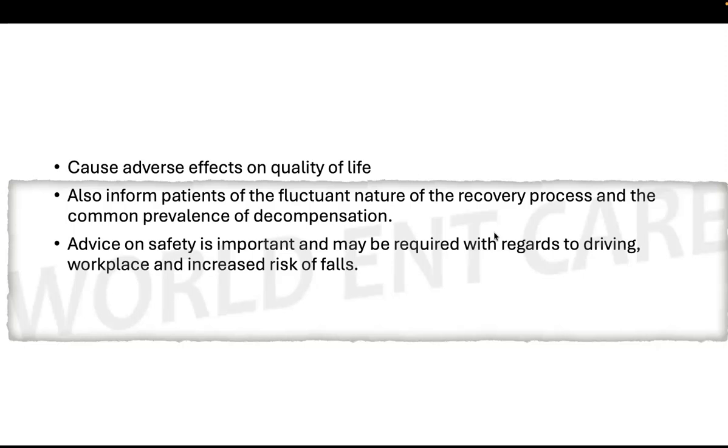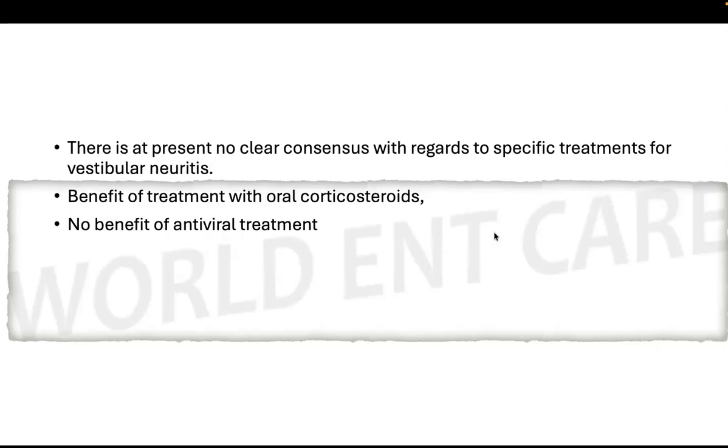An important part of management is to advise the patient clearly of the benign nature of the condition and to reassure patients that their symptoms will settle. Also inform patients of the fluctuant nature of the recovery process and the common prevalence of decompensation. Advice on safety is important and may be required with regards to driving, the workplace and increased risk of falls. And there is at present no clear consensus with regards to specific treatment for vestibular neuritis, and benefit of treatment with oral corticoids in the acute stage has been suggested.